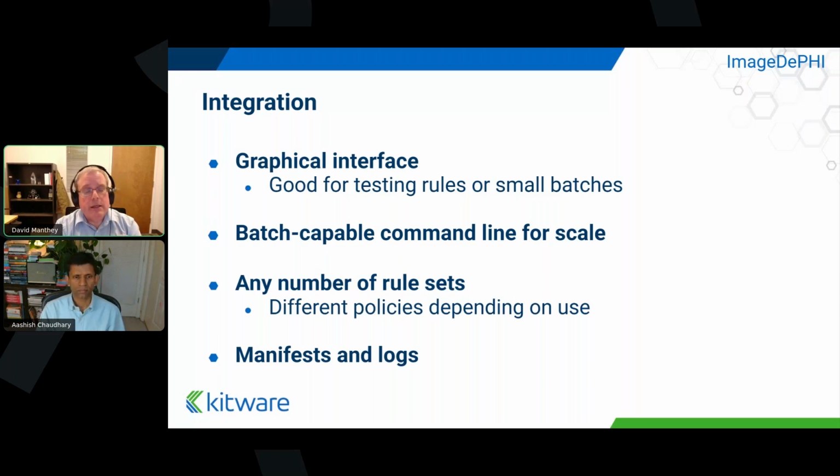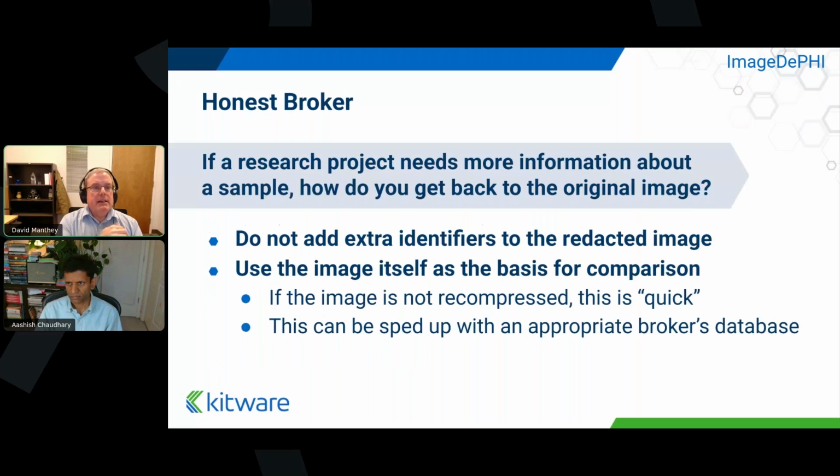But there's an important thing: when you've shared your data, a fellow researcher may come back to you and say, I have a really interesting case here. You gave me this image and it's fascinating. Can we learn more about this patient? In this case, you might need to go back to where there actually is PHI so you can look at more information. And so this has the concept of an honest broker. If your research project needs more information about a sample, how do you get back to the original image? If we've redacted it correctly, there shouldn't be anything else. And as part of this, we don't add extra identifiers to the redacted image.